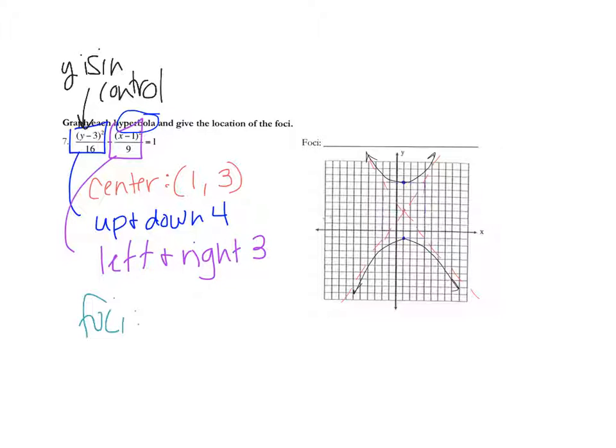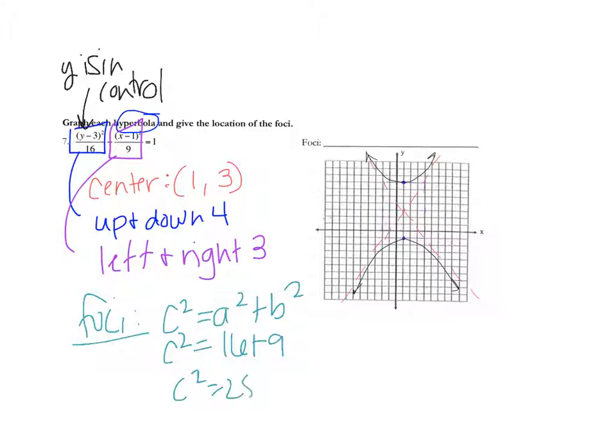For the foci, we're going to do c squared equals, again, change the sign of what the original one said. So it's going to be a squared plus b squared, which is 16 plus 9. You get 25. You take the square root. C ends up being a whole number, 5. So when we find the foci, we're going to actually want to add this on.